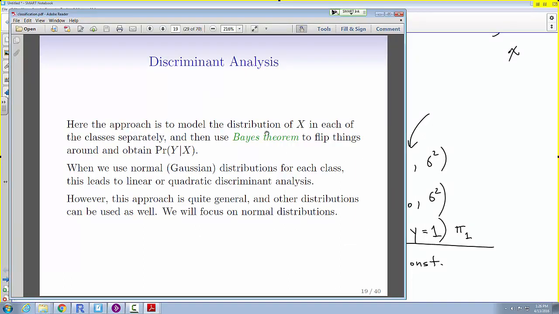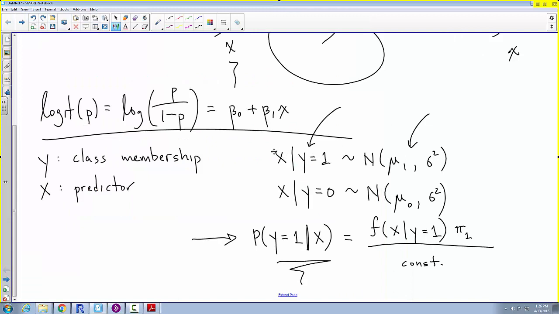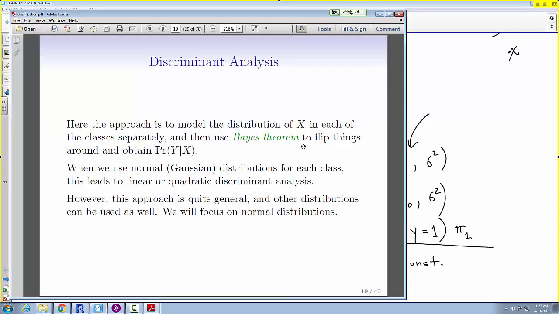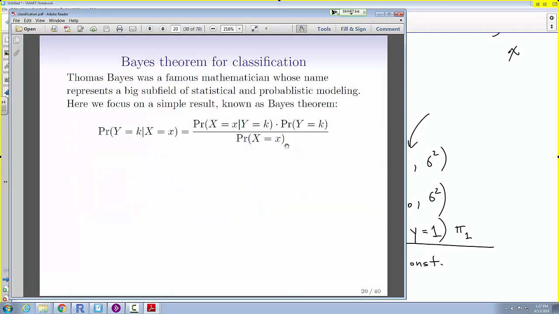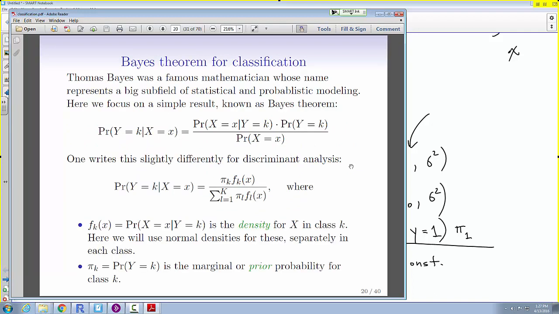Bayes' theorem allows us to flip things around. We observe data conditional on class membership, we allow for the data to differ by class. So we observe data, but what we want is to flip around the conditioning. That's what Bayes' theorem is for. This is what I wrote down on the whiteboard. This is the formal relationship.